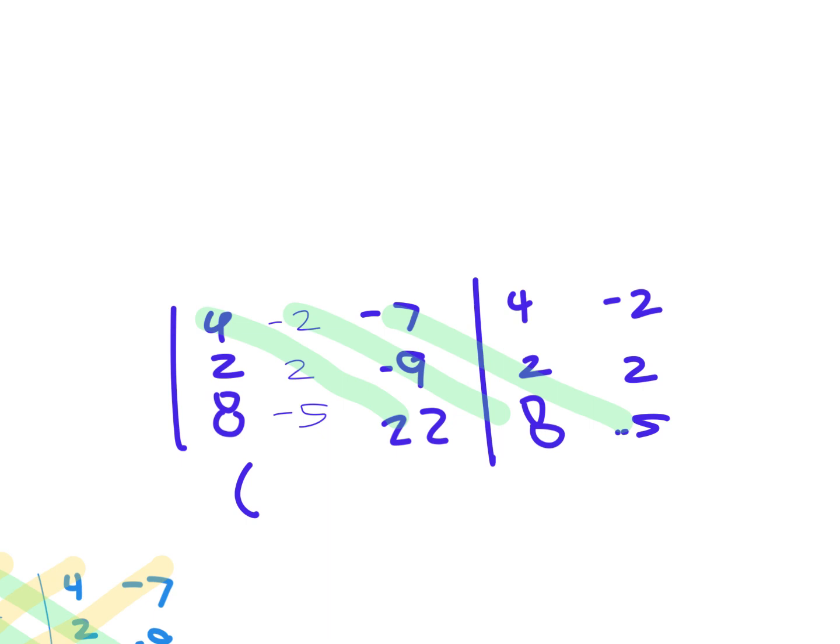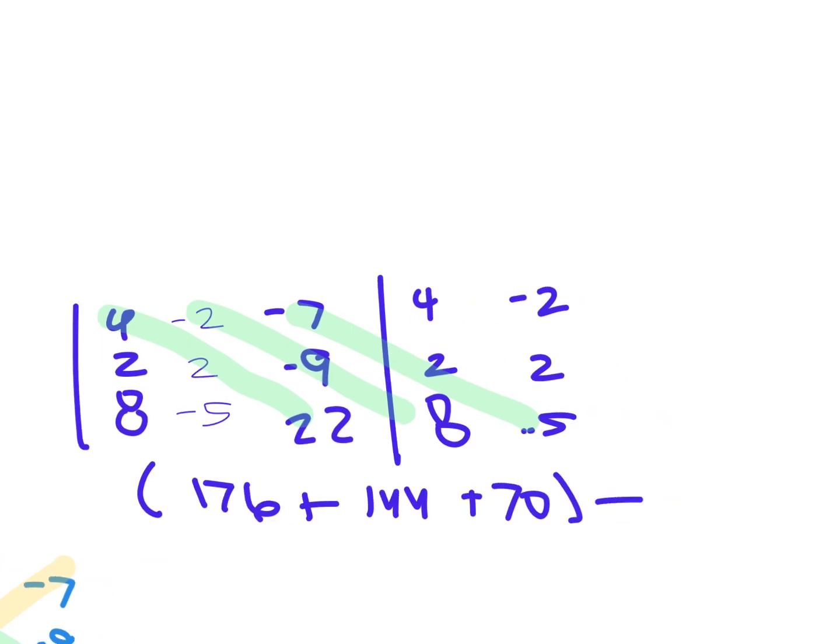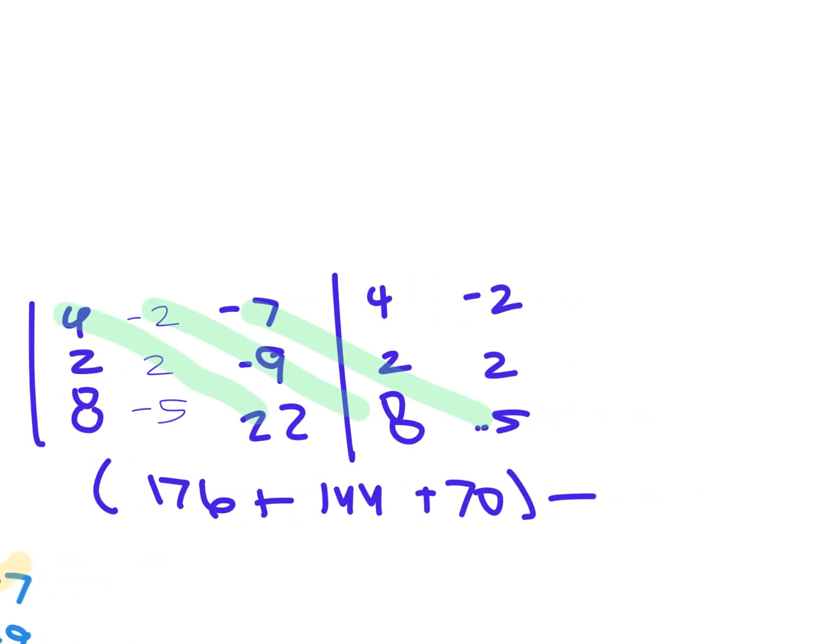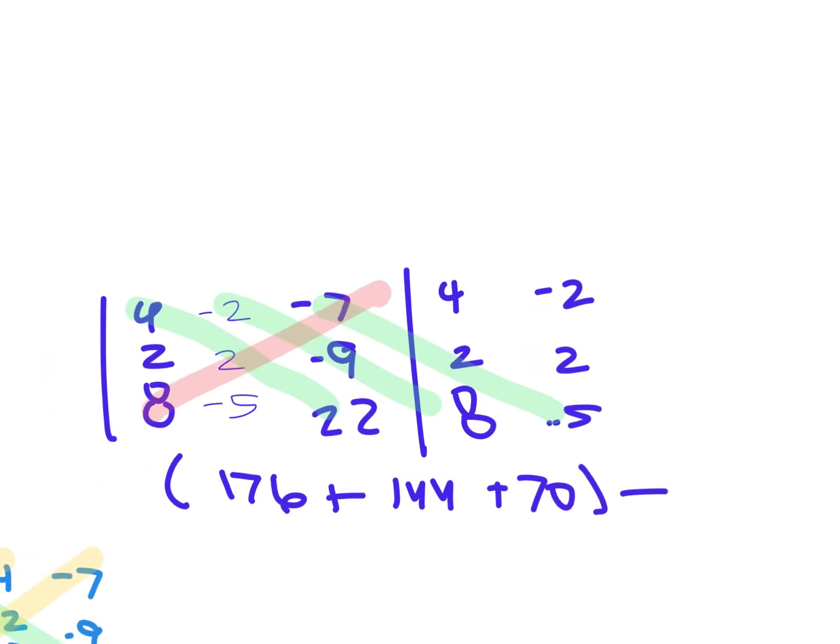4 times 2 times 22, so 22 times 8, is going to give me 176, plus 9 times 8 is 72 times 2 gives me 144, so plus 144. And then I have 35 times 2, so plus 70. Minus, the other way around, my minors are going to be here.